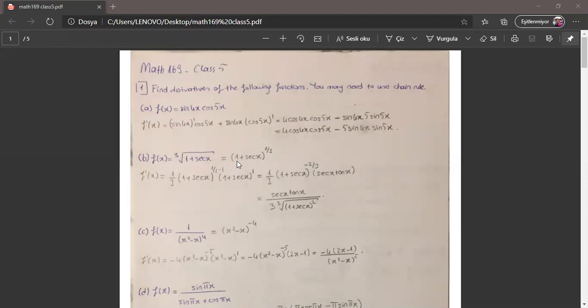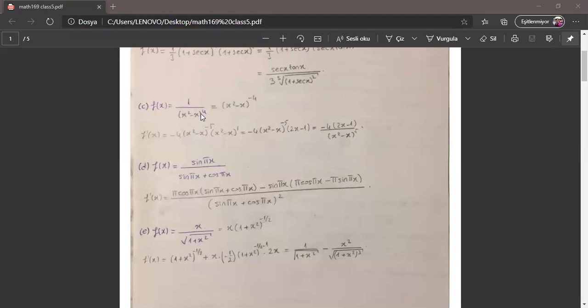What about this? We can write it in this form, 1 plus secant x to the 1 over 3. So how do we take its derivative? First, we take this one's derivative, which is 1 over 3 times this one to the 1 over 3 minus 1. And inside function's derivative, which is this. So you know already how to differentiate this one. It's equal to that. So you have secant tangent x over this part.